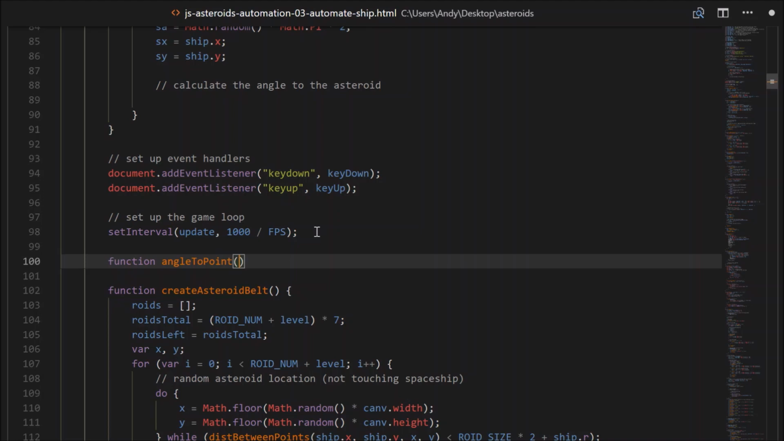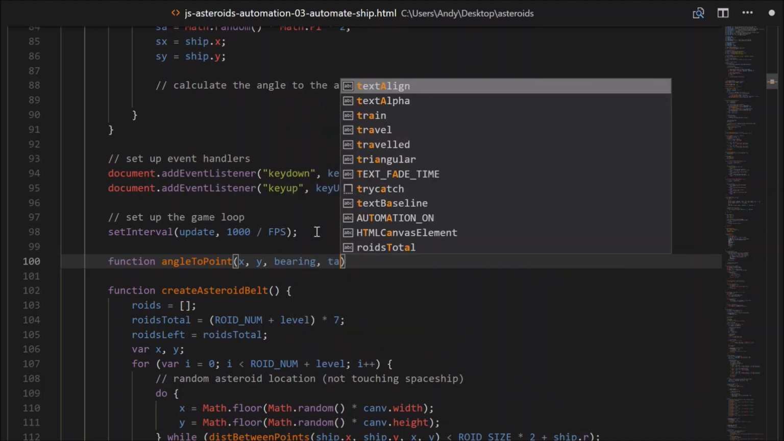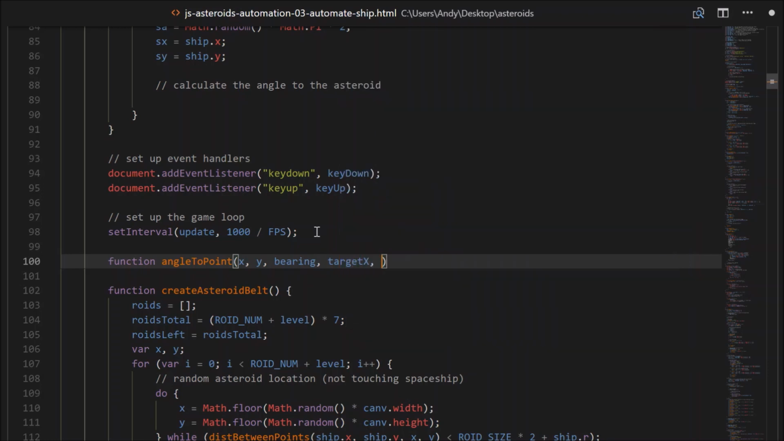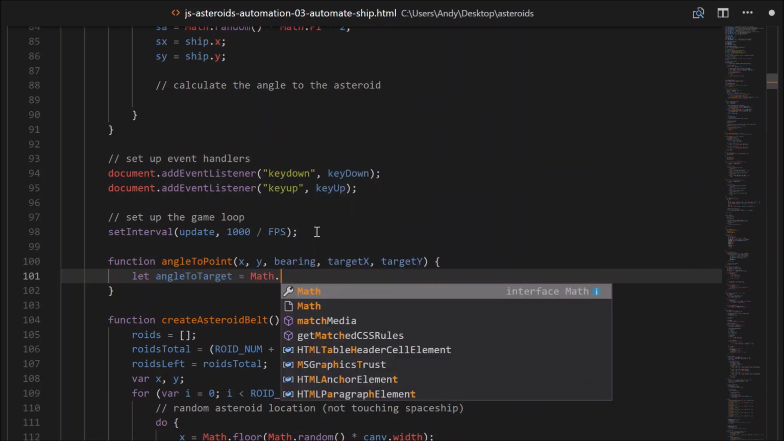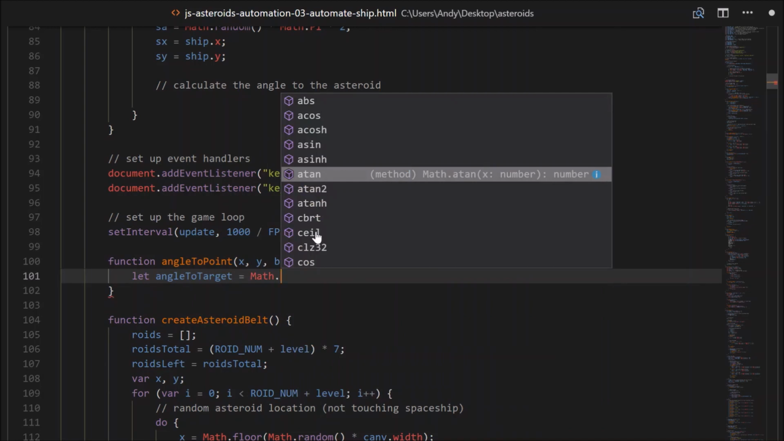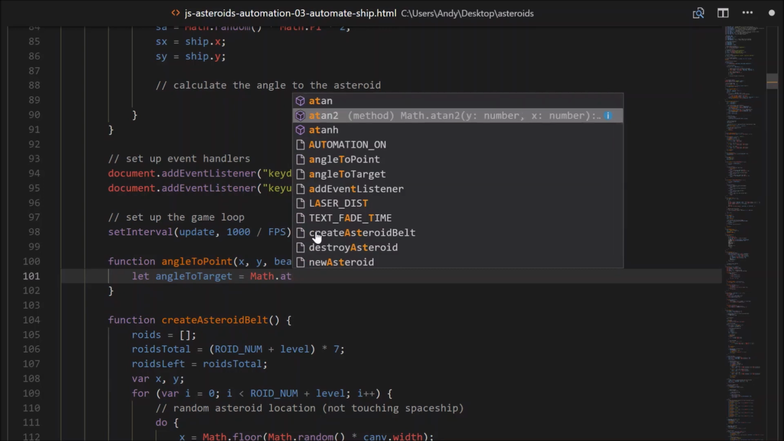So we need to know our current position, so X and Y. We'll need to know our facing or bearing, we'll call that bearing. We'll need to know the target's X and Y location, targetX and targetY. And I think that's all we need to know. So let angleToTarget equal, well, it'll have to be the inverse tan because we have X and Y coordinates. So tan is opposite over adjacent. So atan, there's two types of atan here.